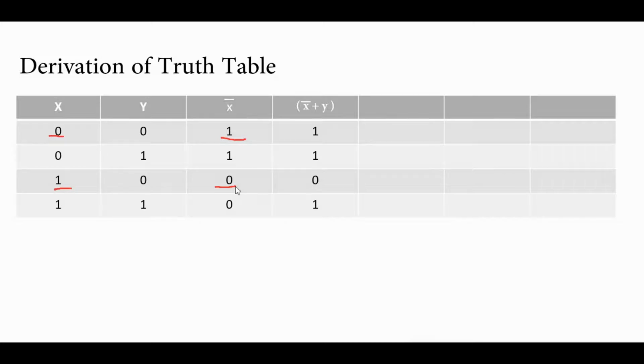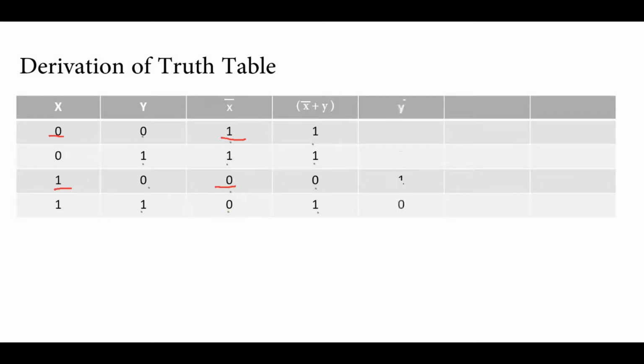We compare those values, and the result becomes: when y is 0 and x bar is 1, it resulted to 1. When y is 1 and x bar is 1, the result is 1. When y is 0 and x bar is 0, the result is 0. When y is 1 and x bar is 0, the result is 1.